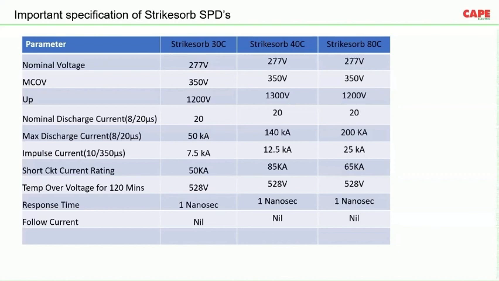TOV voltage: Strikesorb 30, 40, and 80 again are tested for 528 volt. The standard has recommended SPDs to be tested with 442 volts, but Strikesorb series SPDs are tested with 528 volts, which is much better. Response time is one of the most important parameters with respect to an SPD. All the bus bar mounted SPDs have a response time of 1 nanosecond, and there is no chance of follow current in a Strikesorb series SPD, a bus bar mounted SPD, because it's a MOV based SPD.